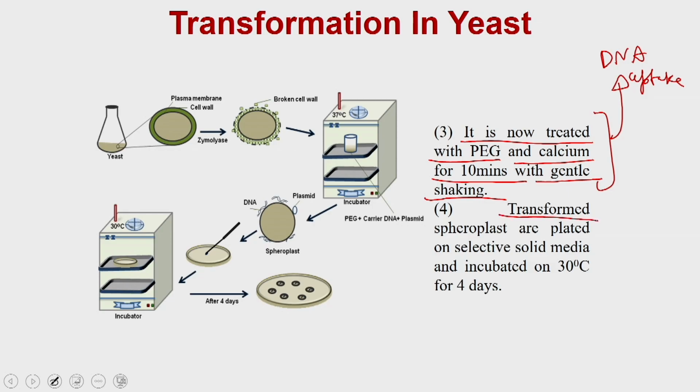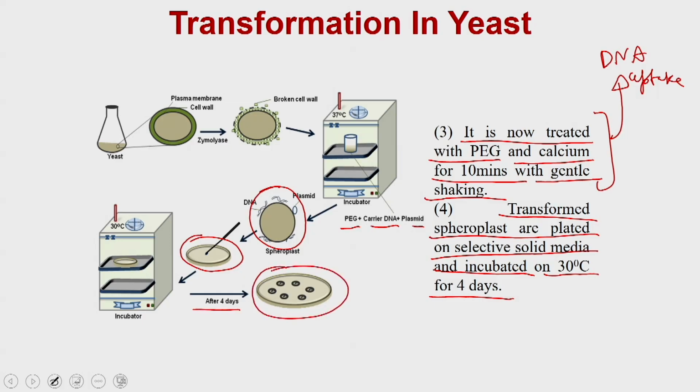Now your spheroplasts are transformed, and you put them onto solid media and incubate at 30 degrees Celsius for 4 days. So, the spheroplasts have been transformed along with the PEG, carrier DNA and plasmids. Then you plate them onto appropriate plates containing the selection pressures. The spheroplasts will grow on these plates at 30 degrees Celsius for 4 days, and once you grow them for 4 days, you are going to get the colonies.